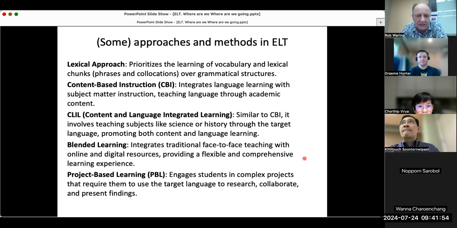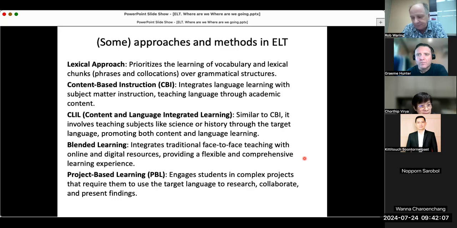All of these things here have been put forward as ways to approach language teaching for various different backgrounds and for various different needs. And it's great that we have all of these various methods. So I'll come back to this a little bit later.